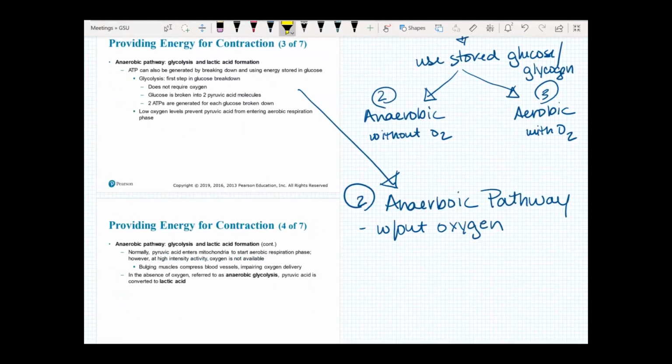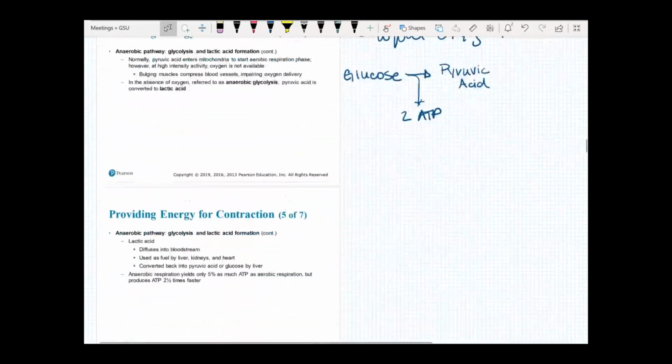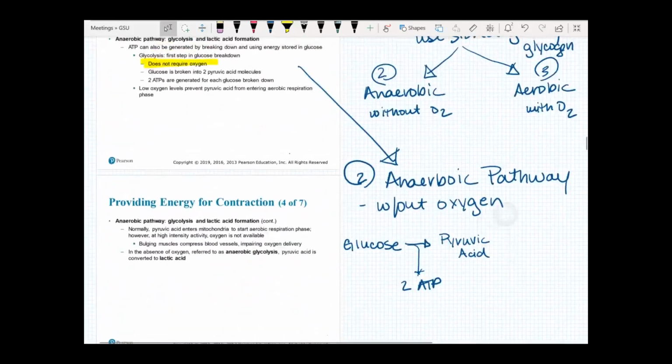So it does not require oxygen. How this process will actually work is we are going to take glucose and it will go through a process where it will get converted into pyruvic acid. When this happens, we are actually going to gain 2 ATP. Remember up here I said you only gained 1 in our direct phosphorylation. Down here in anaerobic, you're going to gain 2 ATP.